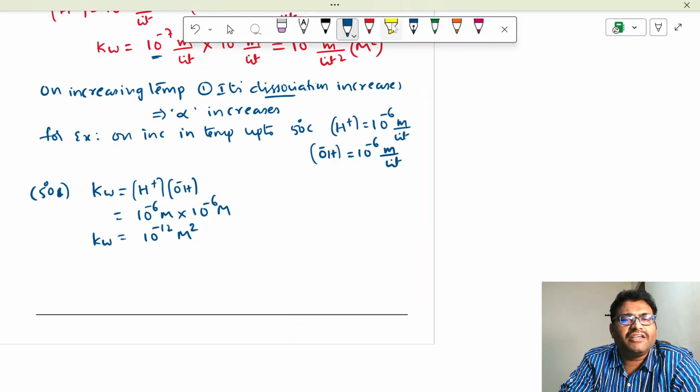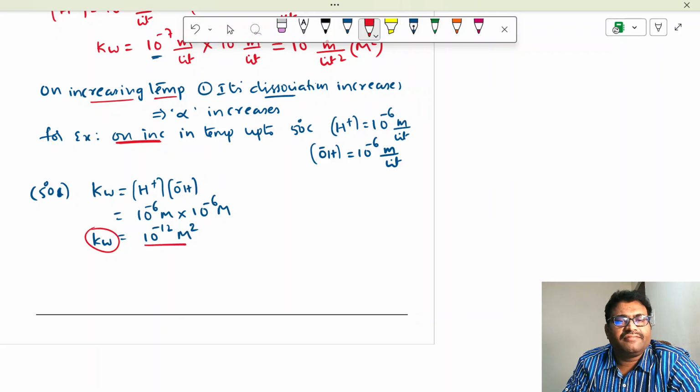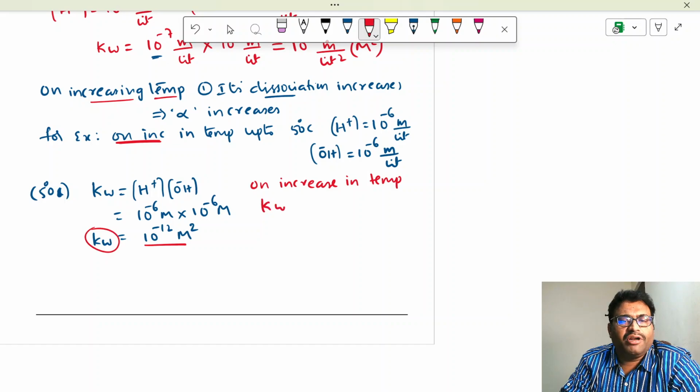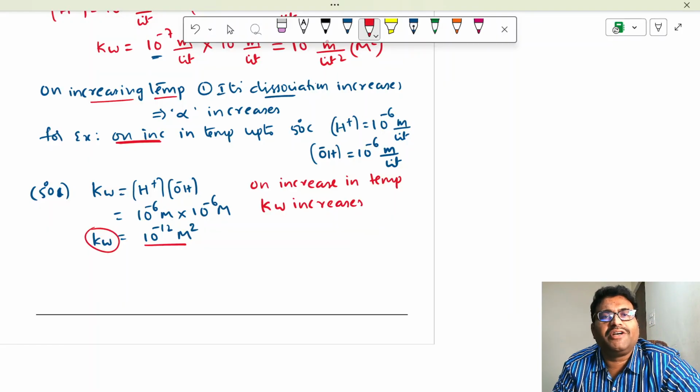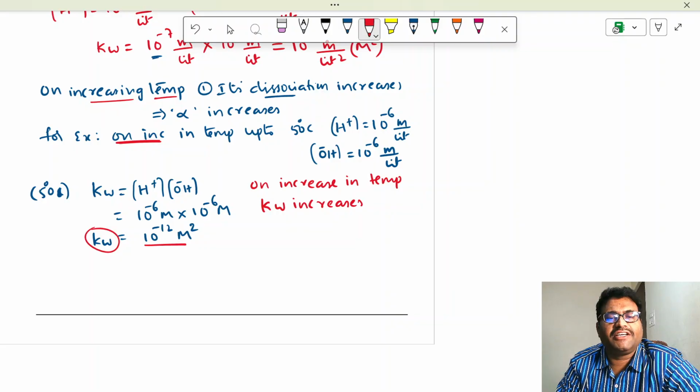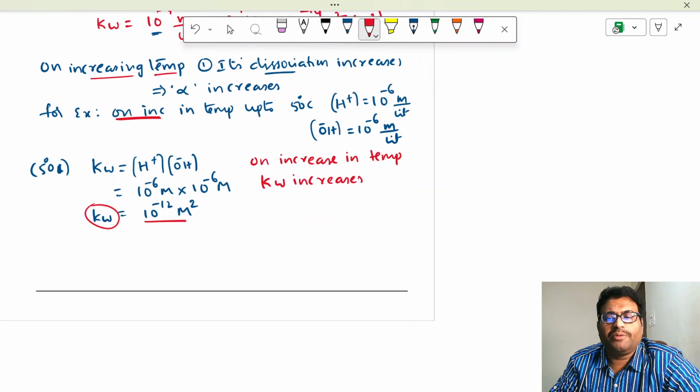So what does this represent? On increasing temperature, Kw increases. On decreasing temperature, Kw automatically decreases. So Kw depends only on temperature.